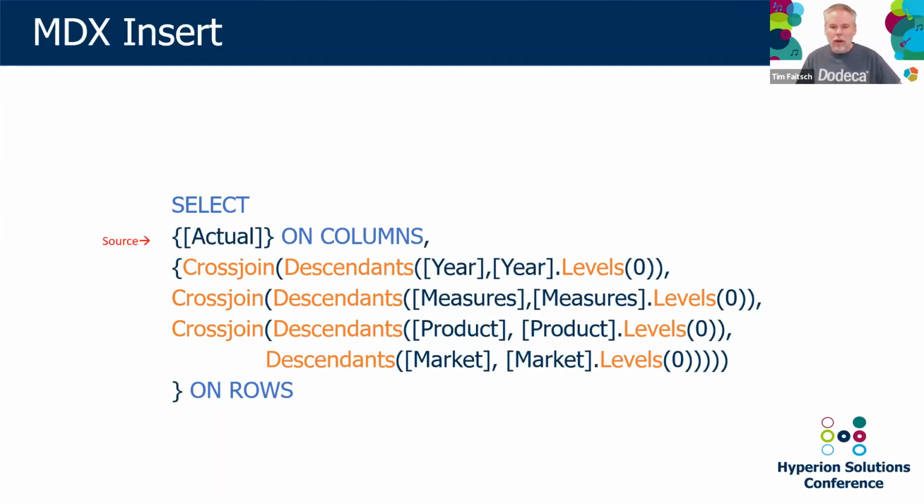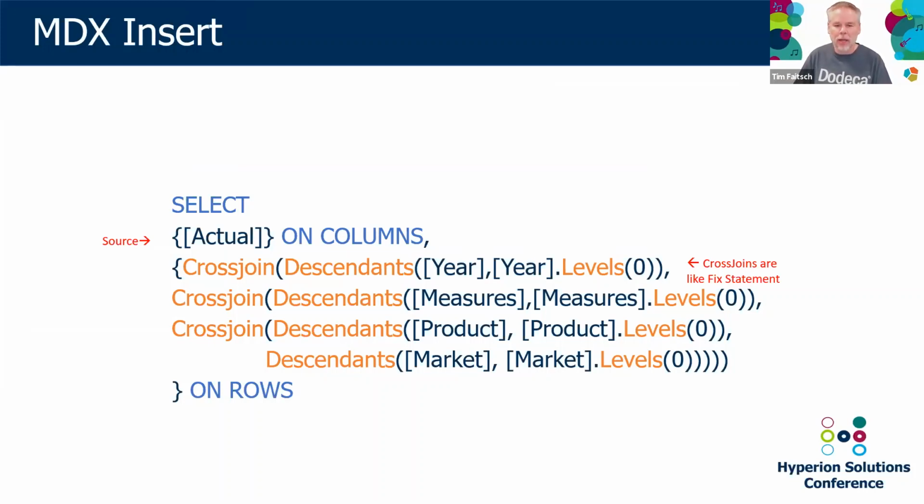So here I've got my source. I'm going to pull actuals data here, and now I'm going to specify the area that I'm going to do this for on my rows. These cross joins are kind of like if you think about a fixed statement. So I'm going to pull all the level zeros from year, measures, product, and market.